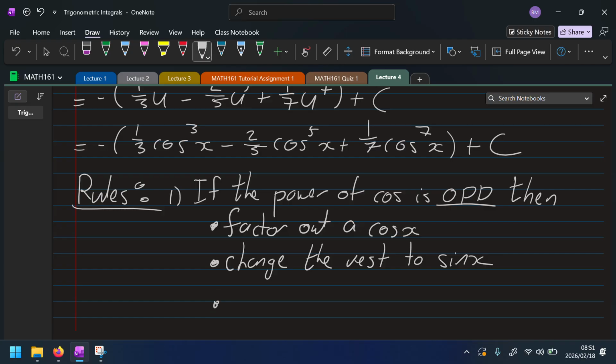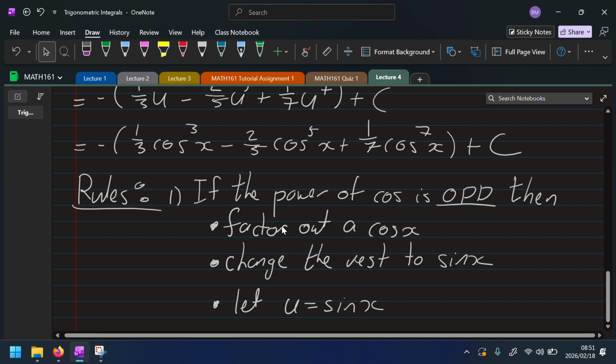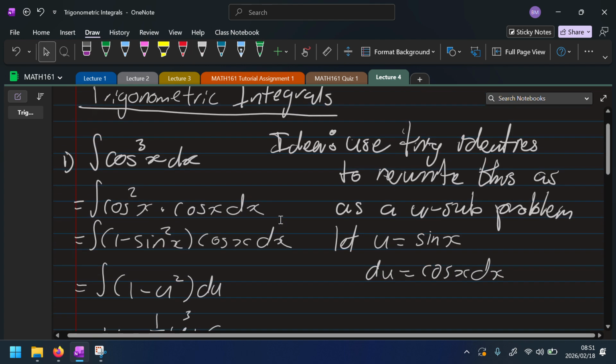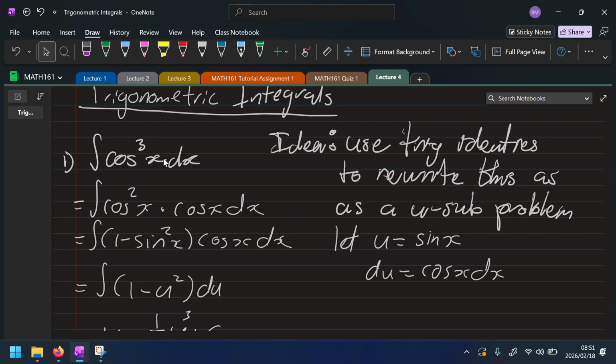And finally, let u be sine x. Okay, so that's a general rule that we can use if cos is an odd power. So let's go back to the first problem and see what we did. Here we had cos cubed, that was odd. Remember, step 1 is to factor out a cos. That's what we did there on that first line.